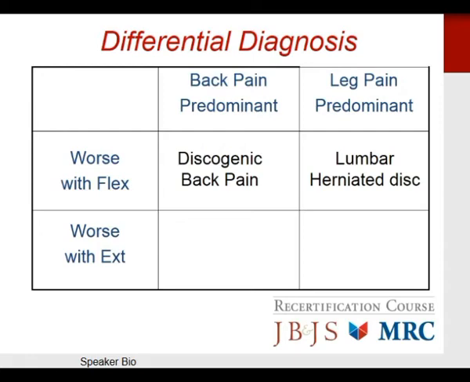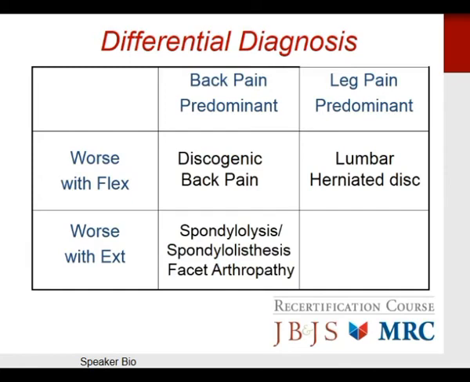If patients present with back pain that's worse with extension, think about posterior element pathology such as facet arthropathy, spondylolysis, or spondylolisthesis. If it's leg pain predominant that's worse with extension and better with flexion, think about neurogenic claudication and classic spinal stenosis. Once you create a differential, you can establish a treatment algorithm.